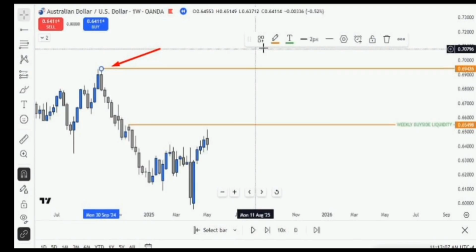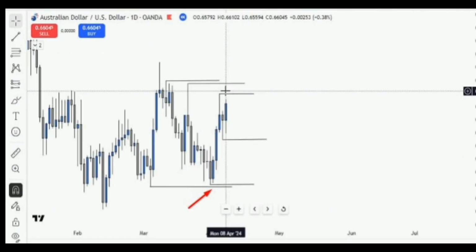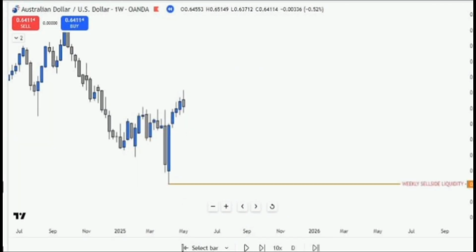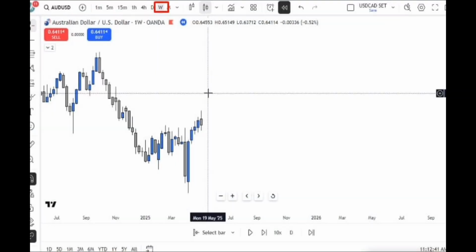Okay, now we have a sell-side liquidity because price pushed down and then it reversed up, making this our swing low. So we have sell-side liquidity, and now again we have a next sell-side liquidity. Price pushed up, pushed down, and then pushed back up, making this a next sell-side liquidity.